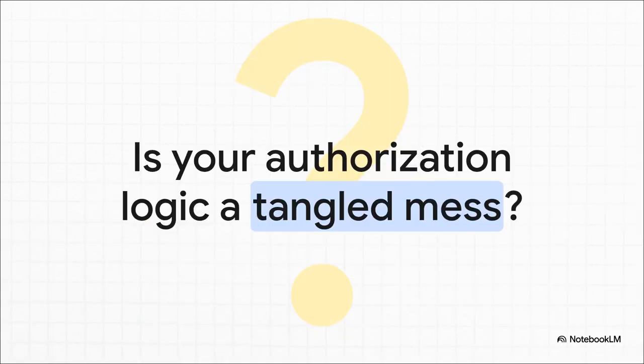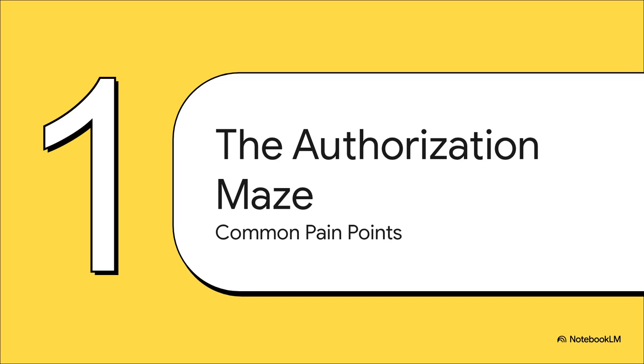Okay, let's get real for a second. Think about the projects you're working on right now. Is your permission logic just scattered across a dozen different microservices? Is it hard-coded right into your application, making every tiny change a massive headache? If you're nodding along right now, trust me, you are not alone. We call this the authorization maze.